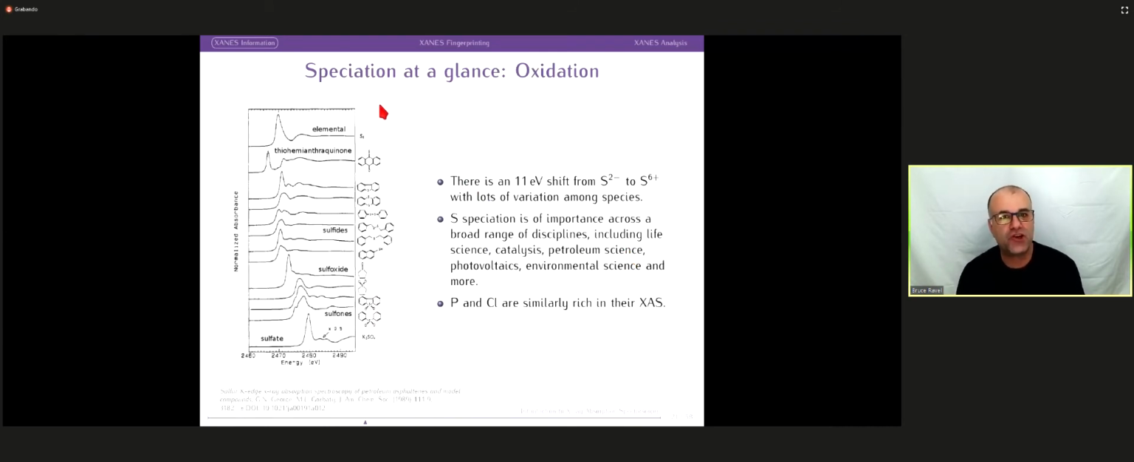Another thing about speciation that you can tell at a glance is oxidation state. So if you look at something that's very spectroscopically rich, like sulfur, which lives in a wide variety of valence states, everywhere from 2- to 6+, you see that as you go from 2- to 6+, this big peak shows up in different places. And so something like sulfur, phosphorus and chlorine work much the same way. They're very spectroscopically rich, and you can tell a lot about the system at a glance with the XAS spectra.